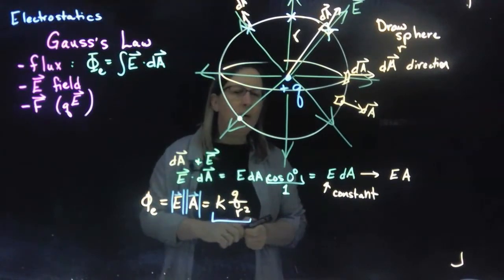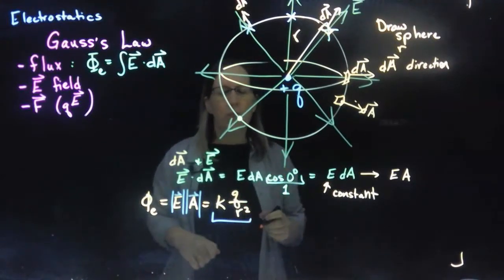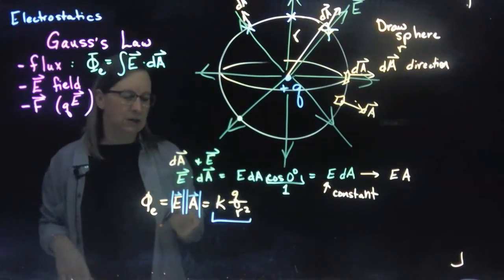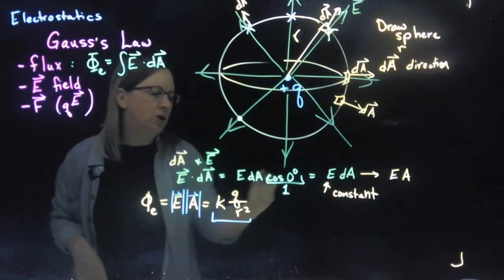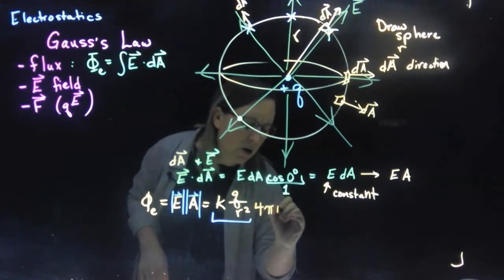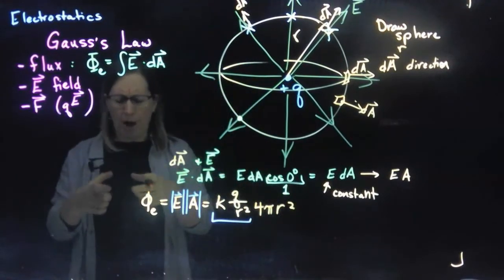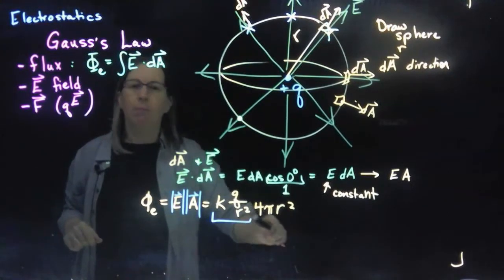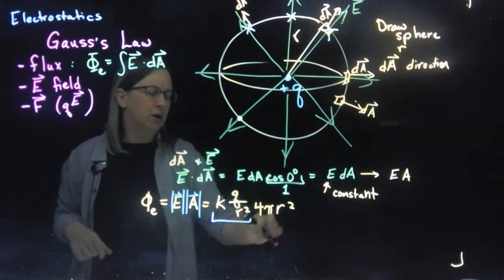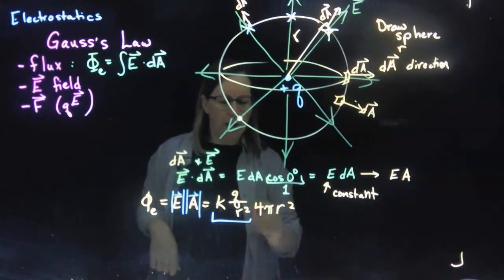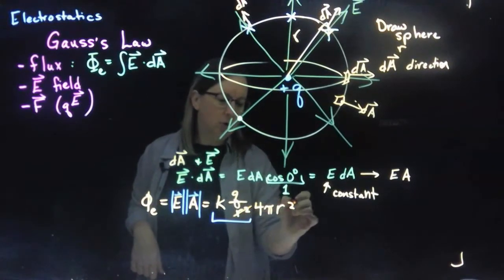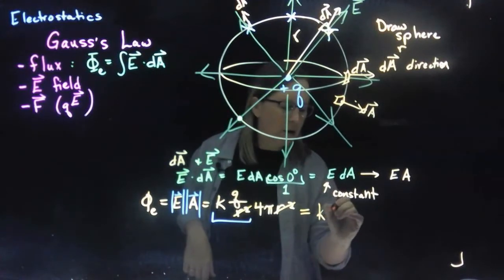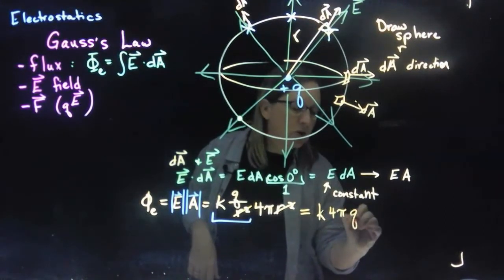The area, now we need the area of a sphere. Now that's something you probably don't know, but it turns out that the surface area of the sphere, you may have done this in calculus, turns out to be 4 pi r squared, right? Pi r squared is the area of a circle, but if you have a sphere, then you have to multiply by what's called the solid angle here, and so that gives you this 4 pi r squared. And notice something interesting that happens. These r's go away, and so the flux is just K times 4 pi times Q.